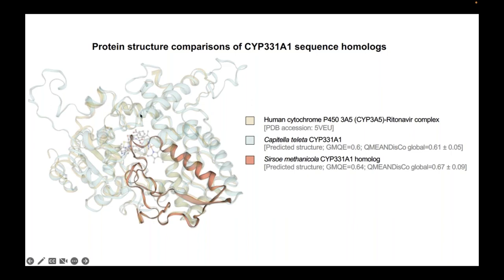The template protein structure that I used for homology modeling is a human cytochrome P450 protein that is in complex with the HIV drug ritonavir. Based on this structure, I predicted the structure of Capitella teleta cytochrome P450 as well as the ice worm cytochrome P450. As you can see, the ice worm structure that was predicted is shown in red, and it does contact some of the binding sites. However, the ice worm structure is much smaller because the protein sequence was only 88 amino acids compared to the other protein sequences of its homologs.